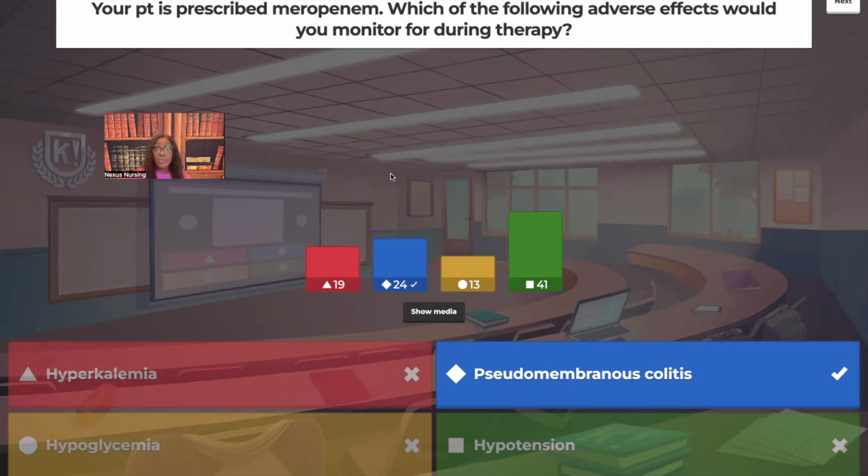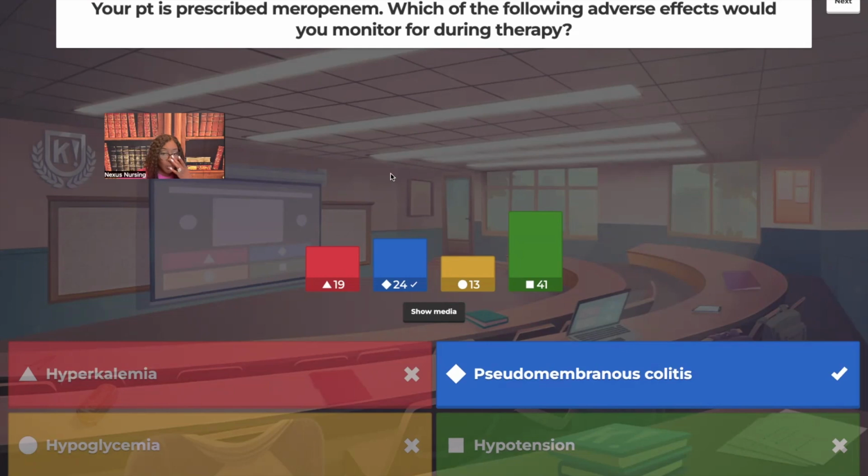Adverse effects are things that may possibly happen, but we do not want to happen. So we tell the patient, if it does happen, you need to let us know right away so we can notify the healthcare provider. We expect some type of orders to be written. So anyway, we're talking about meropenem, which is, again, a carbapenem. You do have to know that drug class. And one of the adverse effects is pseudomembranous colitis, fever, abdominal pain, diarrhea, severe nausea and vomiting. You guys have to know the drugs that fall under this class.